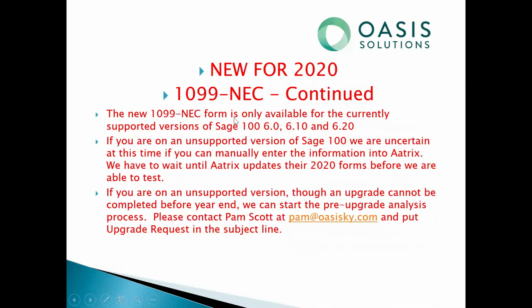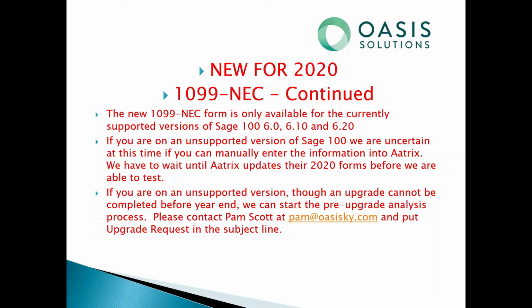So as I mentioned, the NEC form is only available for 6.0, which is the 2018 version. 6.1 is the 2019, and 6.2 is the 2020. If you're on an unsupported version of Sage, obviously you can't install the service update so that you can see the NEC form.